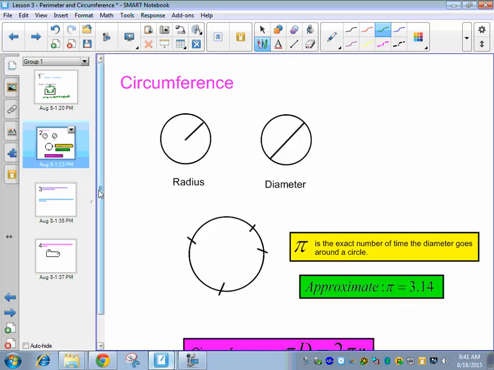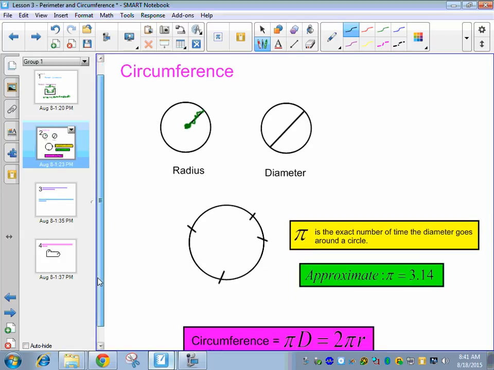Okay, now circumference. So we all know that this little section that takes us from the outside straight into the middle of a circle is the radius, right? And then the whole distance across is the diameter. Now, circumference is like the perimeter of a circle, right? So this is sort of a fun fact. Pi is the exact number of times the diameter goes around the circle. You don't need to remember that, but that's kind of an interesting way to think about it.